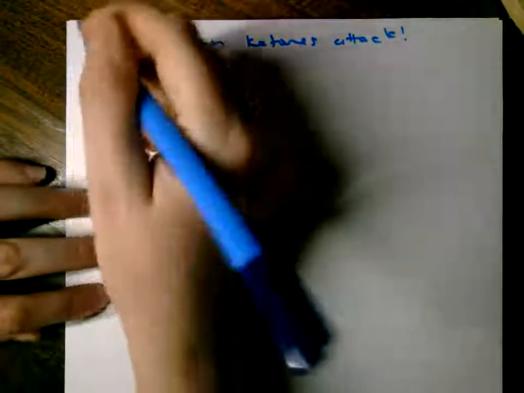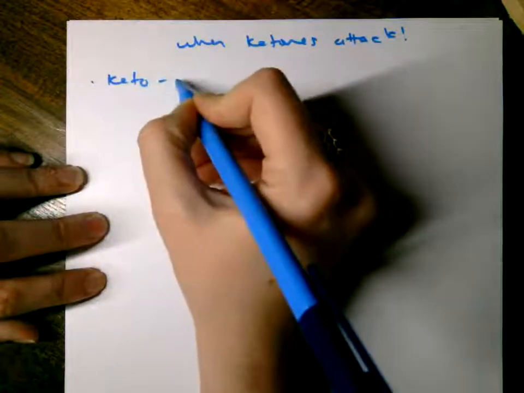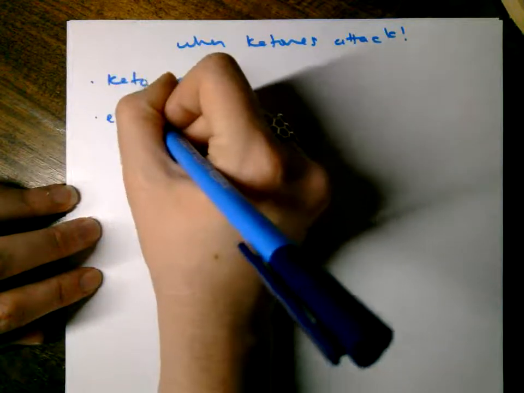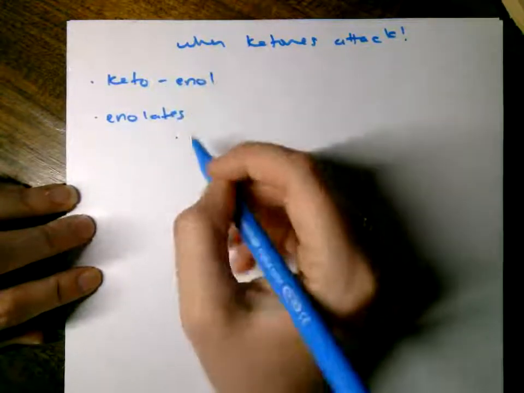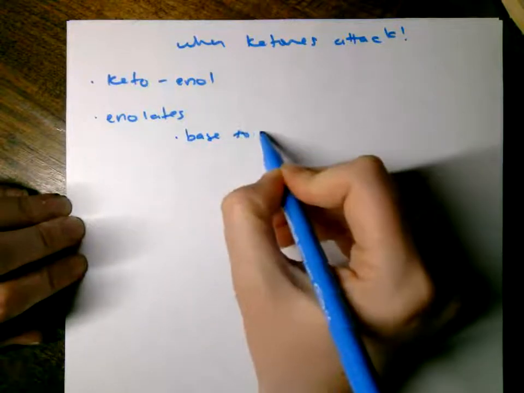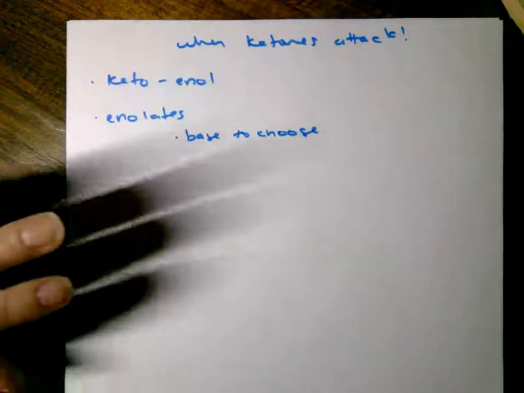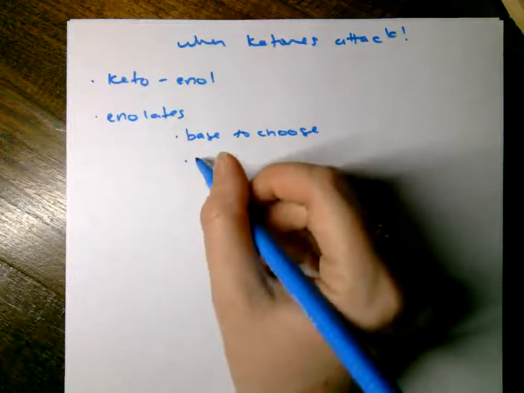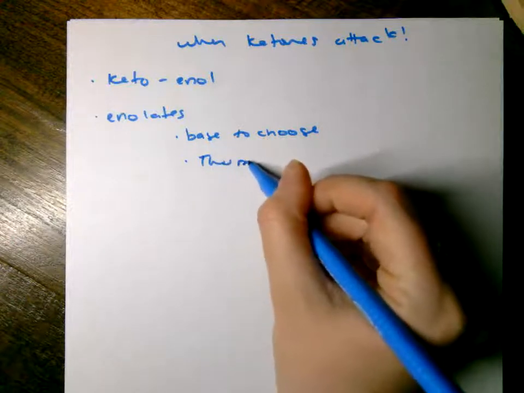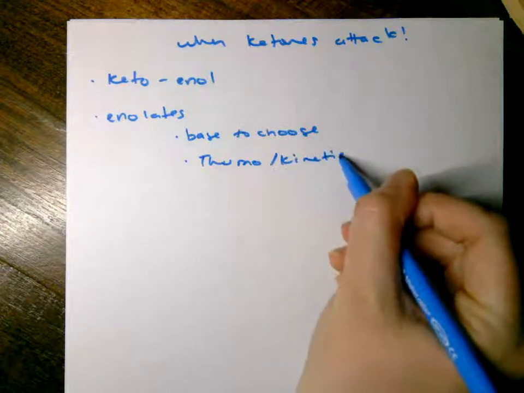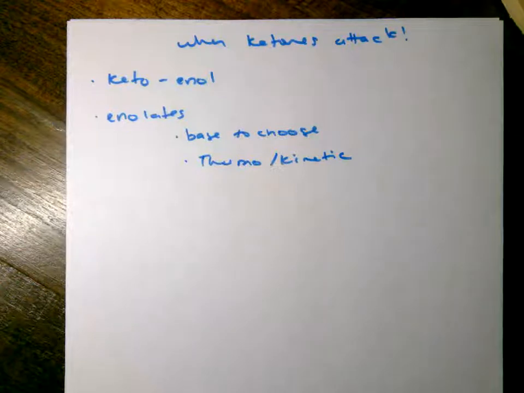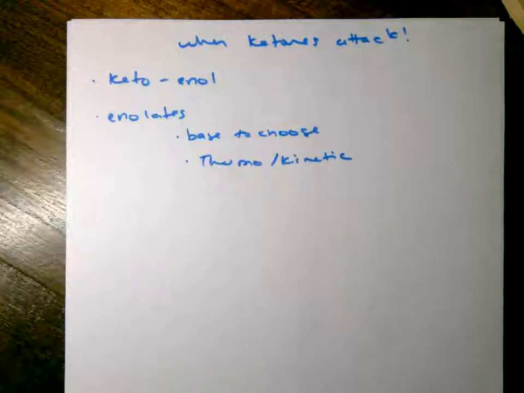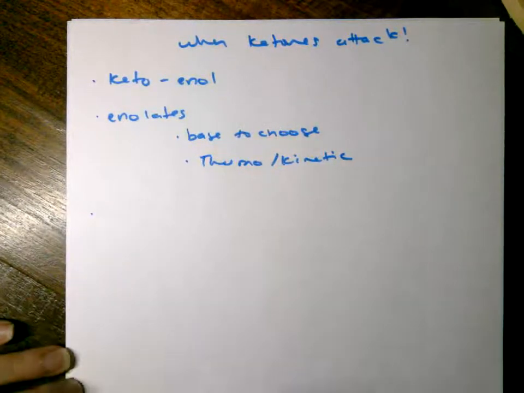So one is you need to know what keto-enol tautomerization is, and then you also need to know how enolates form. You need to know what base to choose, because it's basically just an acid-base reaction. And then you also need to know thermodynamic and kinetic product if it's not symmetrical. And then for reactions of these, so that's how to make the ketone be able to attack. And then when it does attack, it can do a few things.